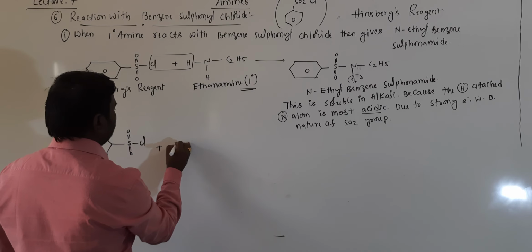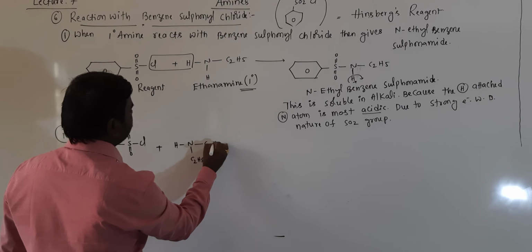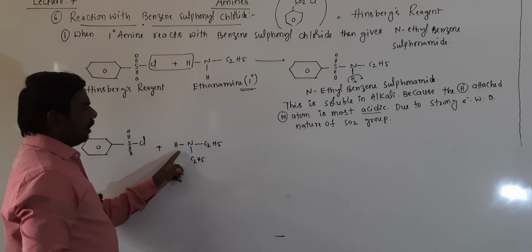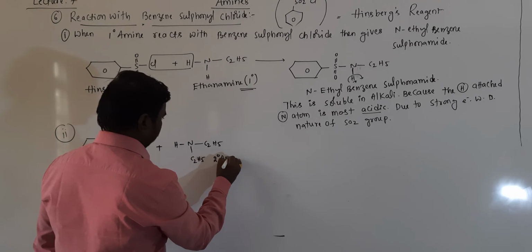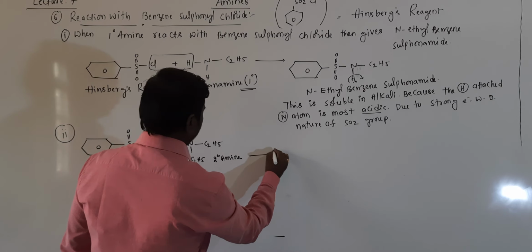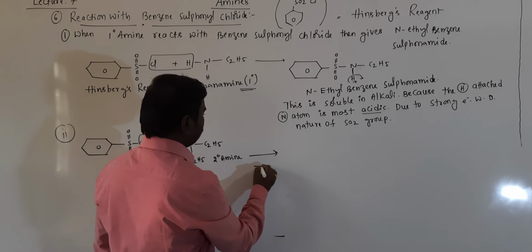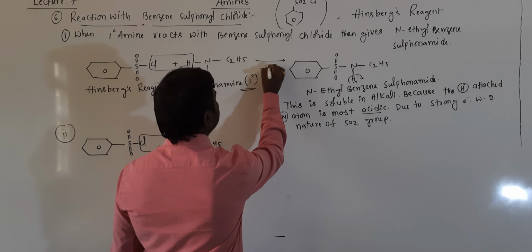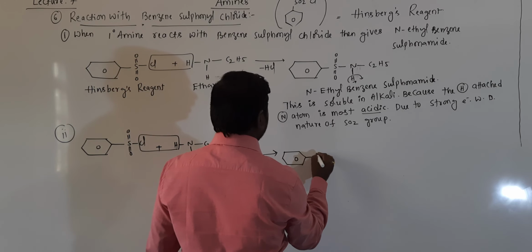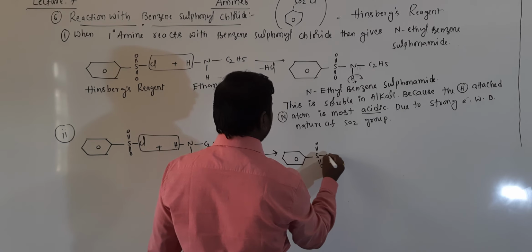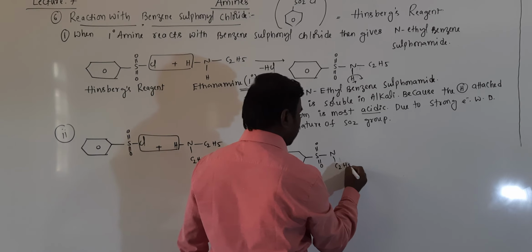Next, the second one, students: benzene sulfonyl chloride, nothing but Hinsberg reagent, with HN(C2H5)2. It is a secondary amine, students, right? Then H and Cl are removed as HCl. Benzene ring, S double bond O, N, only one H removed, C2H5.